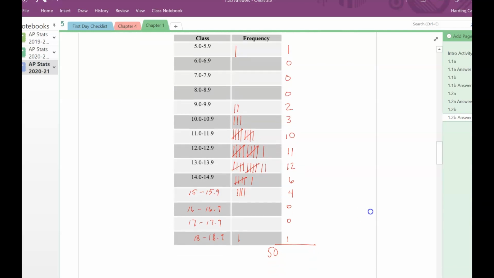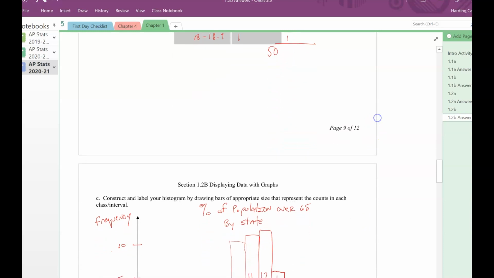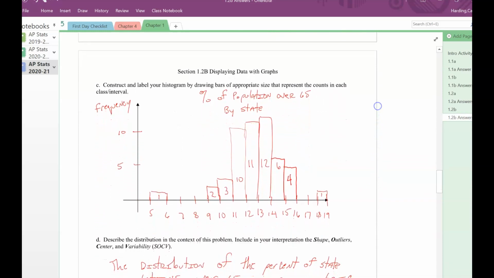So if you move to the next page, the picture of the histogram is given. And I said it's similar to a bar graph, but I'm going to talk about what's different here. Before I do that, a couple of things that are always important to have in every display. You'll notice there's a title here, percent of population over 65 by state, labels. This is the frequency or the counts of how many states are in there.